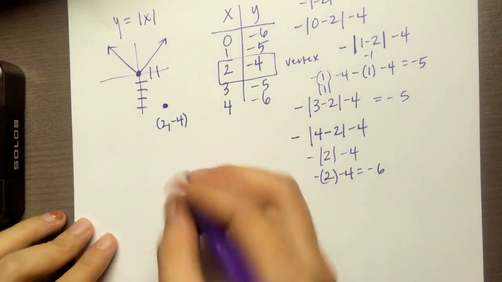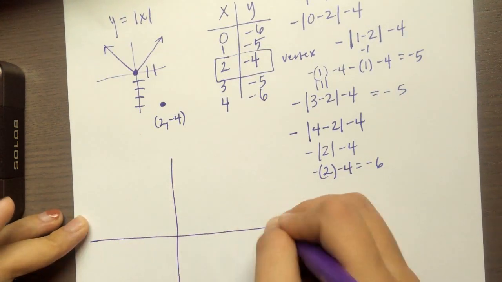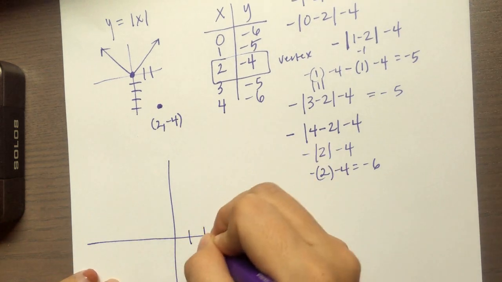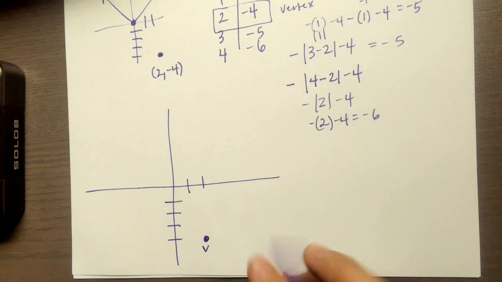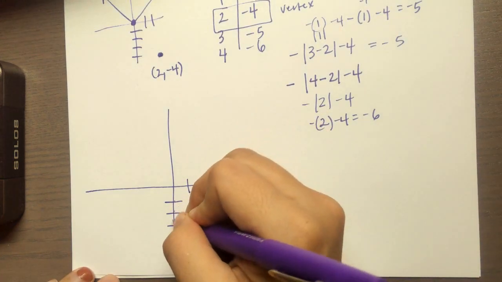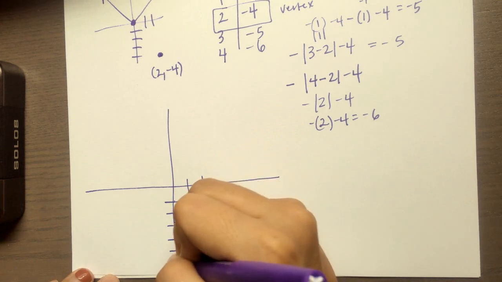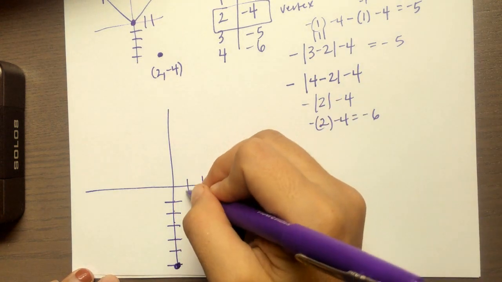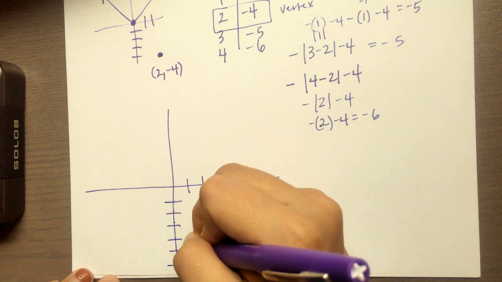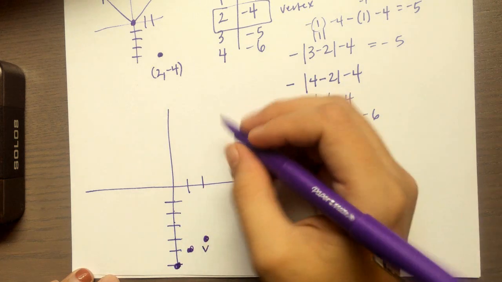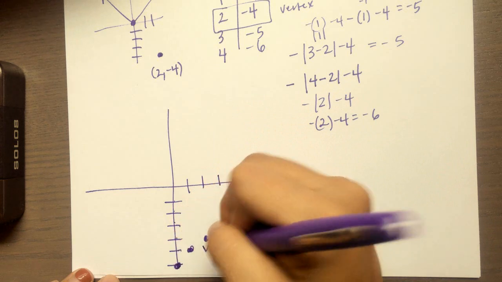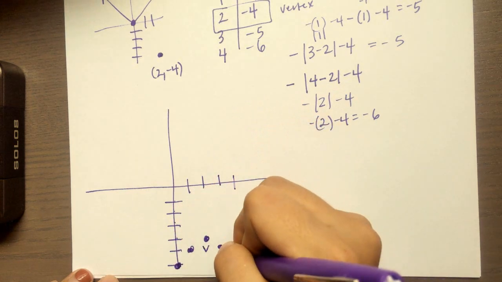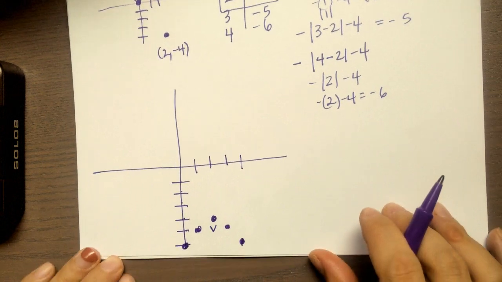So let me just do a new graph down here. I'm just going to plot all those points. So (2, negative 4) was my vertex. Right, that's my vertex. And then I have (0, negative 6), (1, negative 5), (2, negative 4), (3, negative 5), and (4, negative 6). So y'all see, there's my V.